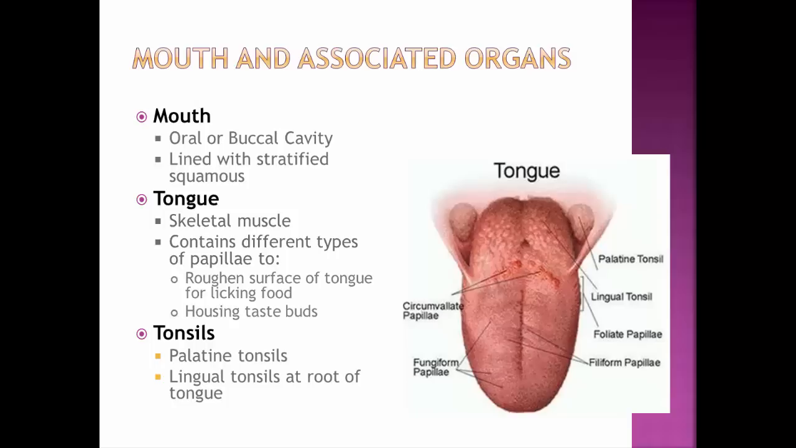The tonsils are also located in the mouth. There you can see the palatine tonsils here, and then the lingual tonsils on the base of the tongue. These two tonsils are used to help protect the body from microorganisms that we ingest, because they house a great number of white blood cells and thereby protect us from those nasty bacteria.